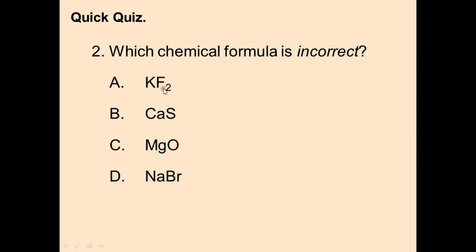And so all of these, if you look at them, Ca and S both have a charge of 2, but this is positive, this one's negative, so 2 plus and 2 minus cancel each other out. Mg and O, Mg has a charge of 2 plus, O has a charge of 2 minus, so these cancel out, they work. And Na and Br, Na has a charge of 1 plus, Br has a charge of 1 minus, and they also cancel out. So all these work except A.